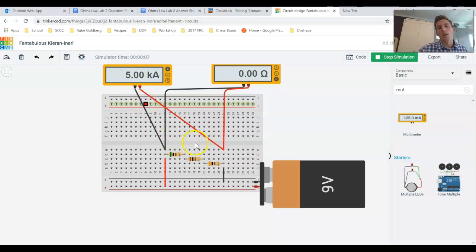So what's happening here is electrons are coming through, and remember, they're going to take the path of least resistance. In this case, the path of least resistance is going through the multimeter. You're creating a short circuit.